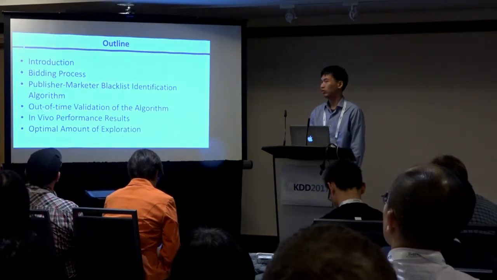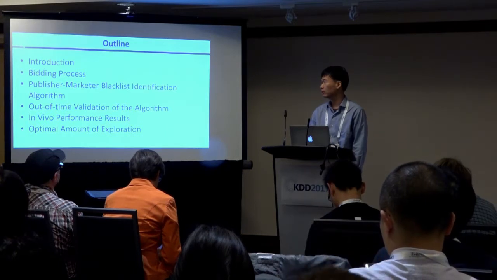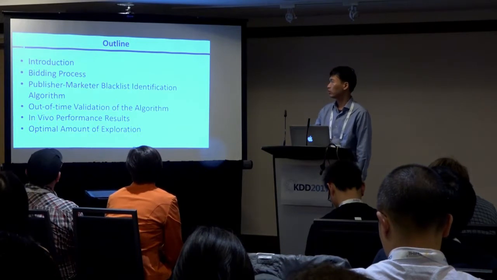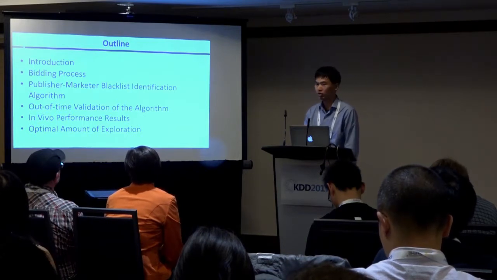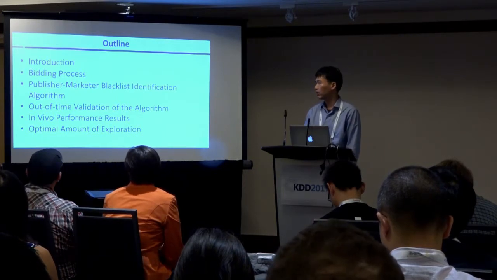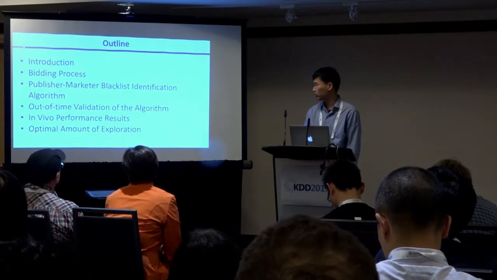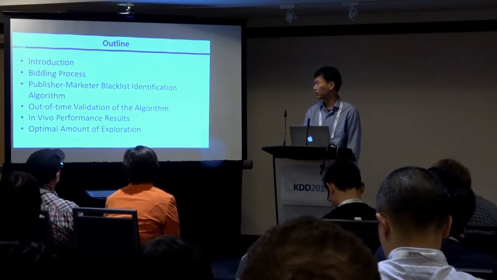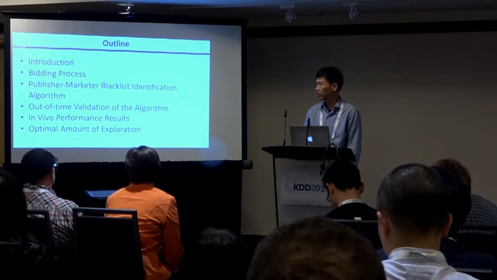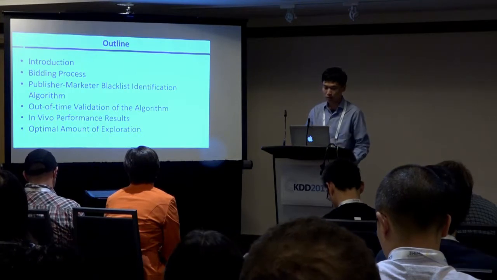First, I'm going to introduce the background, and then I'm going to talk about the bidder pipeline of our bidder, and then I'm going to talk about the publisher marketer blacklist identification algorithm, the meaning of which will be clear in a minute. Then I'm going to talk about out-of-time validation of the algorithm, and the live performance results by running the algorithm in our bidder. And finally, I'm going to talk about an exploitation balance problem related to this.